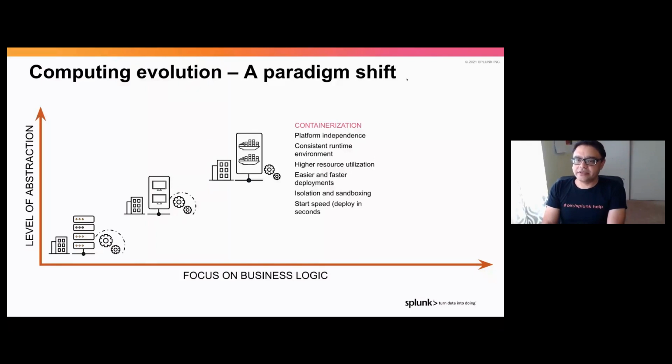Higher resource utilization, that's a big one, right? Because we are doing bin packing, we are running multiple containers within the same compute environment. It gives us isolation, as Linux and Docker and container environments provide isolation. And the startup speed is seconds as compared to hours or months with previous generations.